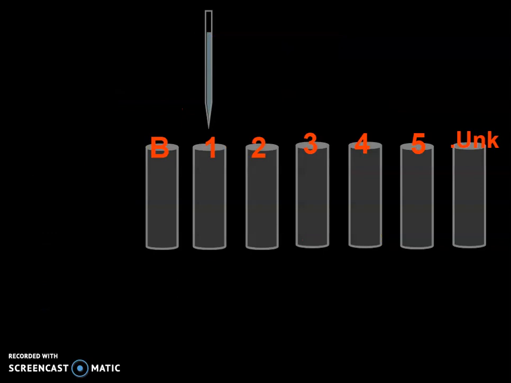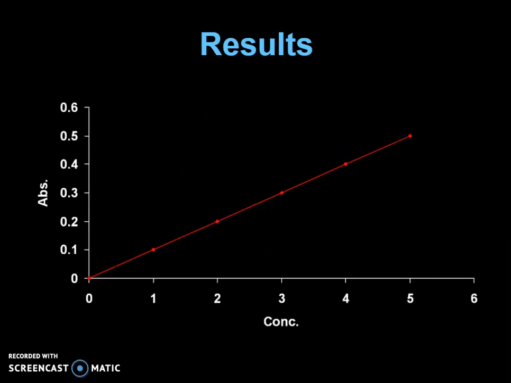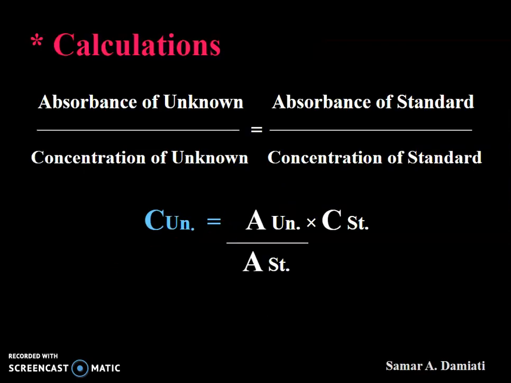Now you can see you have the blank, 1, 2, 3, 4, 5 and unknown. A unknown means the unknown sample, placed before the blank. Now results: you can have the concentration on the x-axis and absorbance on the y-axis. So calculations: absorbance of unknown, concentration of unknown, absorbance of standard and concentration of standard.